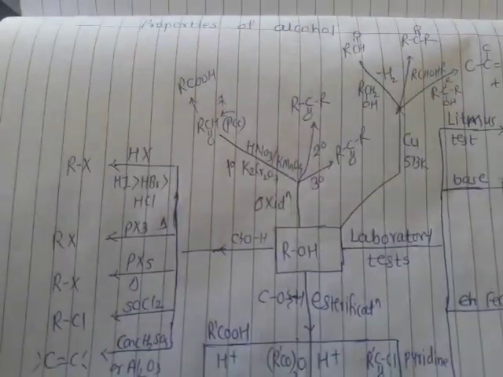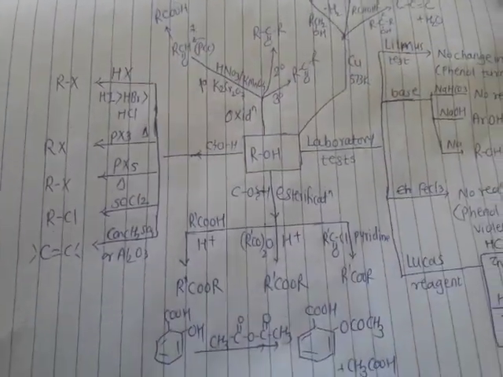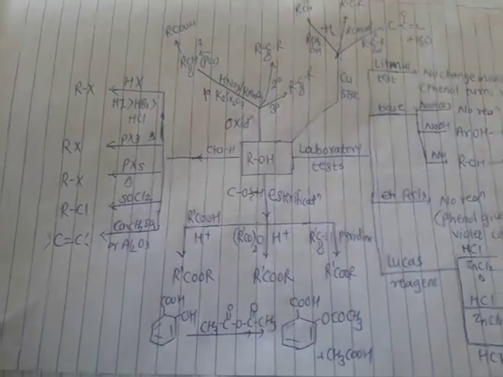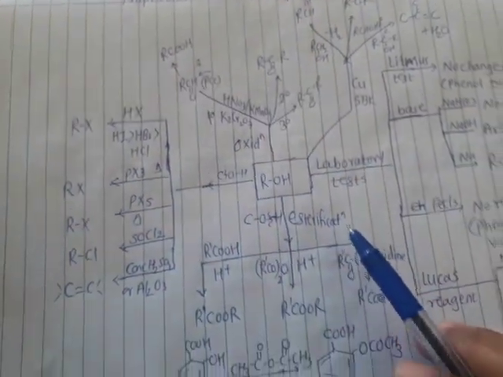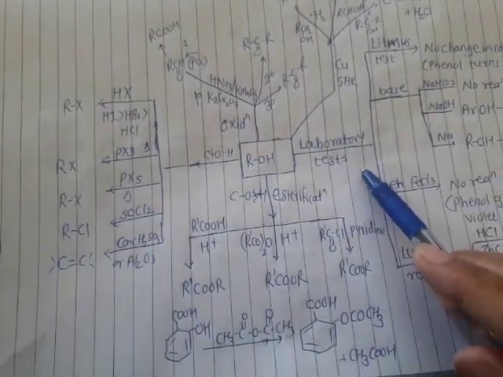After that, next point is reactions of alcohol. This is quite a bigger summary, but try to understand. For this chart only I am explaining all these things. So what is it? Properties of alcohol. Alcohol shows first test as the laboratory test.